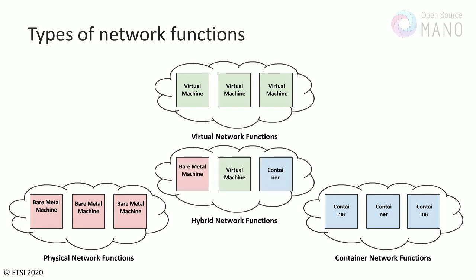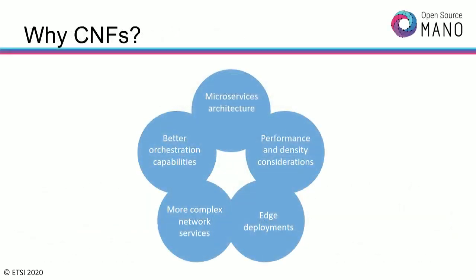And obviously, we have hybrid network functions, which can run on top of any of those, and the whole network service can be distributed across various types of the underlying machines. So just to summarize, why CNFs? Why do we want to focus on container network functions, and why are telecommunication service providers moving towards container network functions? So the key motivation behind CNFs is the microservices architecture, which is one of the key requirements of 5G.